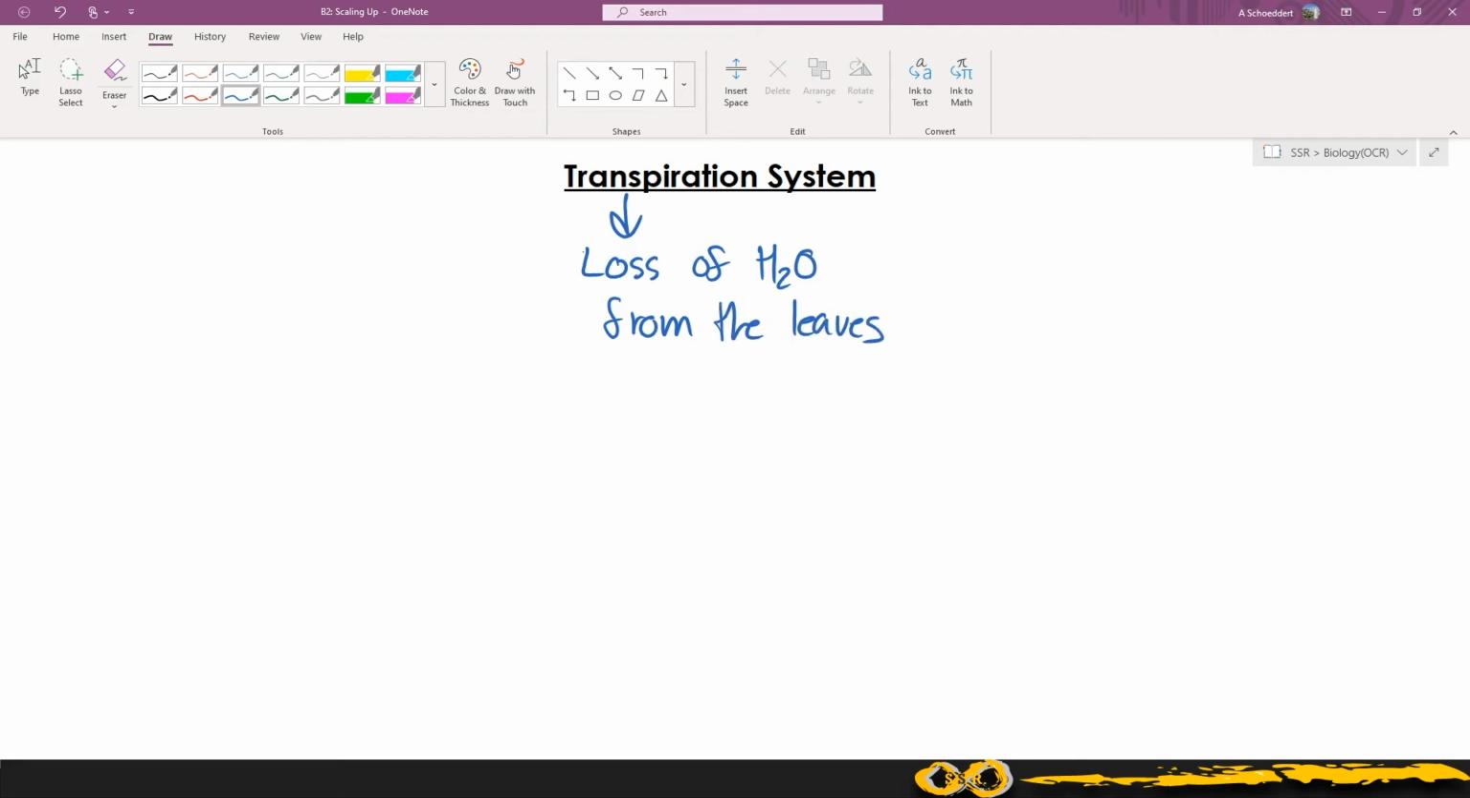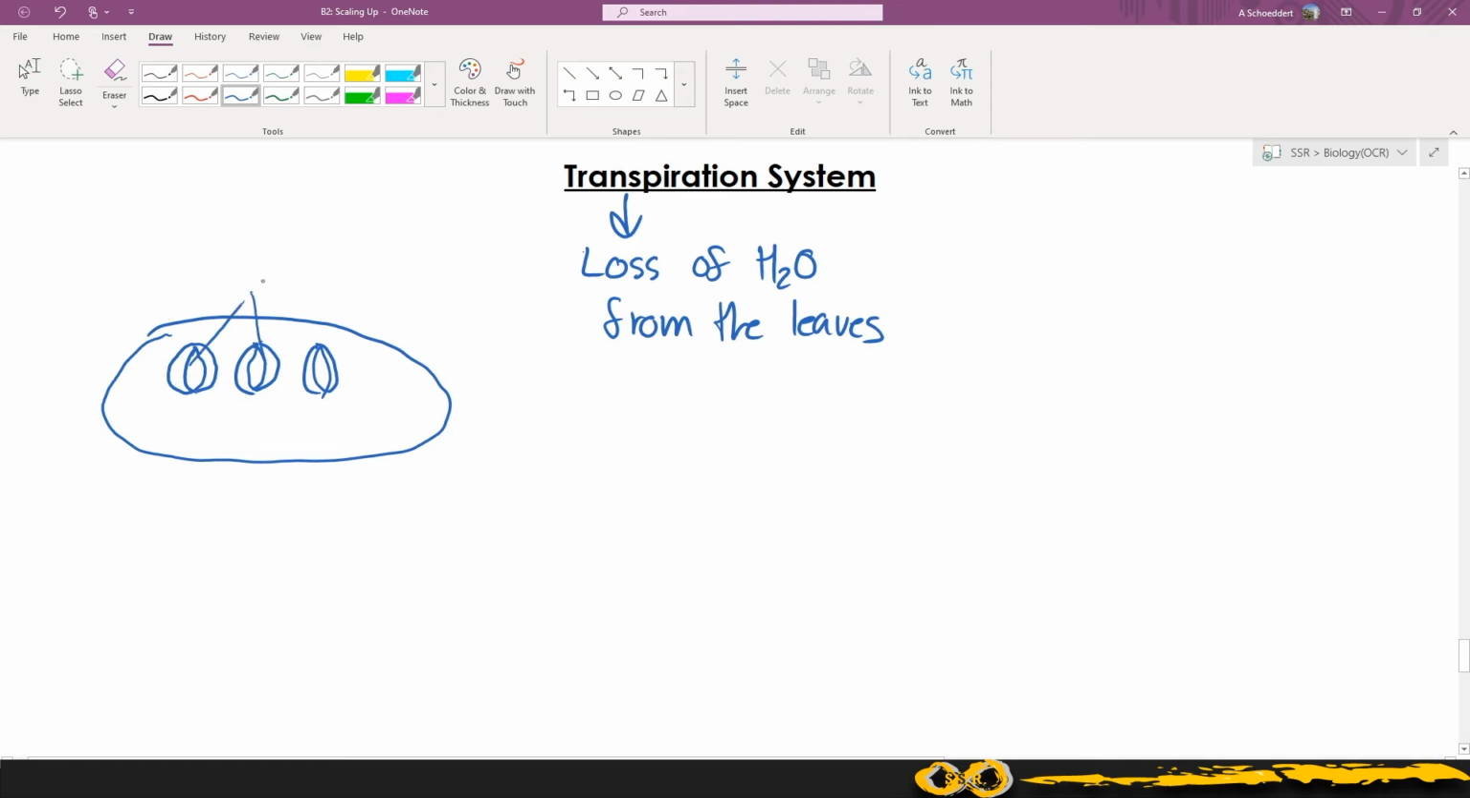So we need to look at how the leaves are going to control the loss of water. If you were to zoom in on the underside of a leaf, you would see lots of small little openings around in the base of the leaf that are going to be open to the outside air, and those are going to allow some gas exchange to happen. These openings are called the stomata.